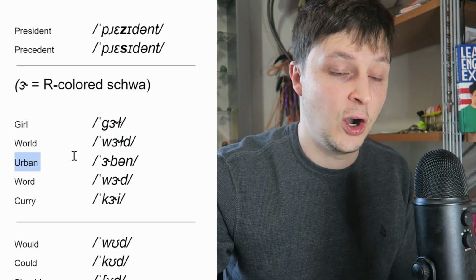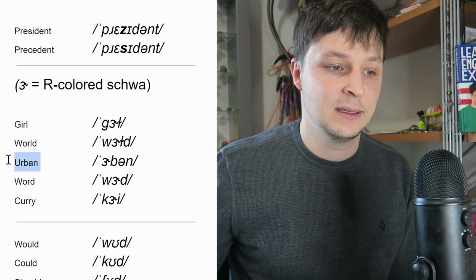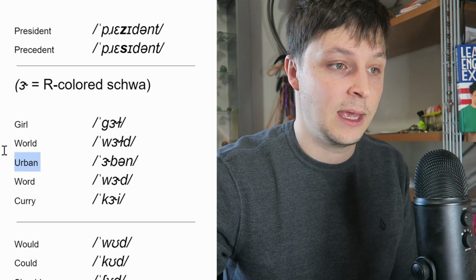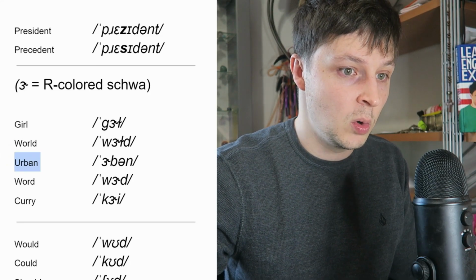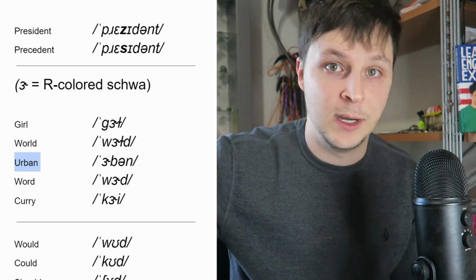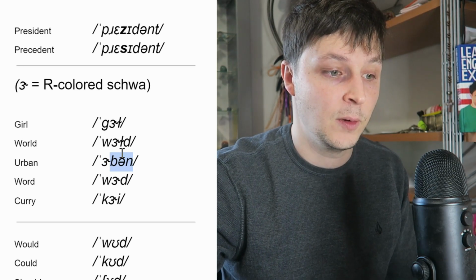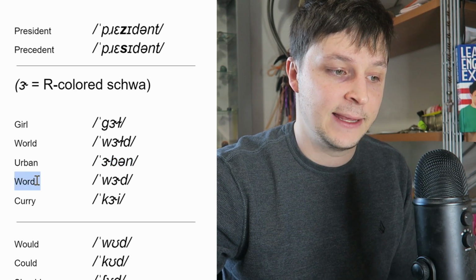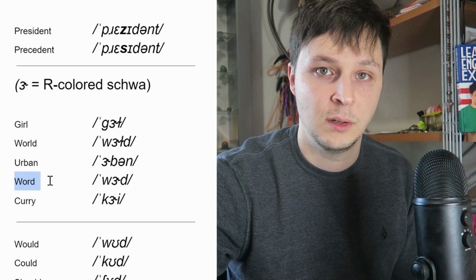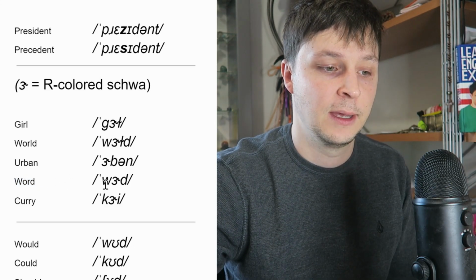Even in a word like urban, this U is not pronounced. It's still that R colored schwa. So we don't say urban or urban or urban. We just say urban. Urban, okay? Another classic example is the word word. We don't say ward or word. There's no O sound. There is no O sound.